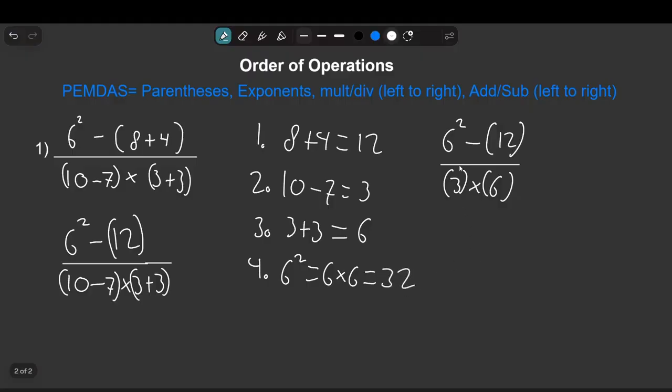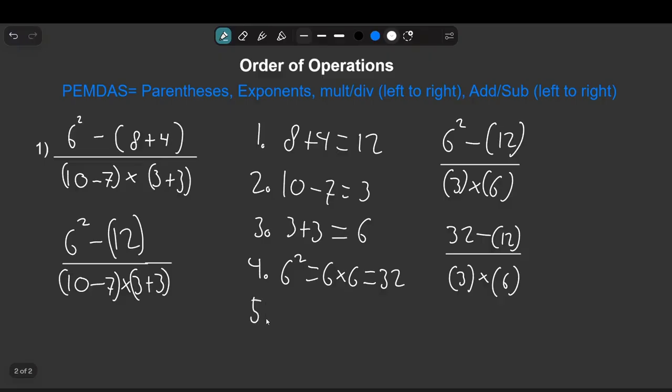32. So let's not do that. I'm going to write it down again for you guys, and then we're going to get to one of the last steps. As you can see here, we now have 32 minus 12 over a fraction line, 3 times 6. So now we are done with the exponents. We go to the next step, multiplication or division. Do we have one of those two in our problem? Yes, we do. We have a multiplication. So we're going to solve that.